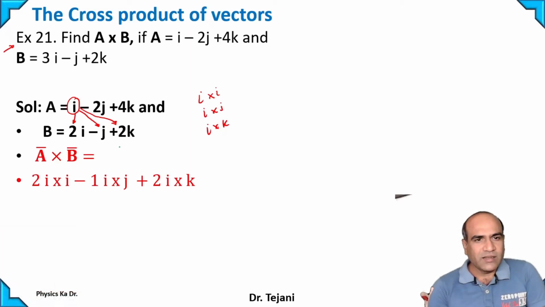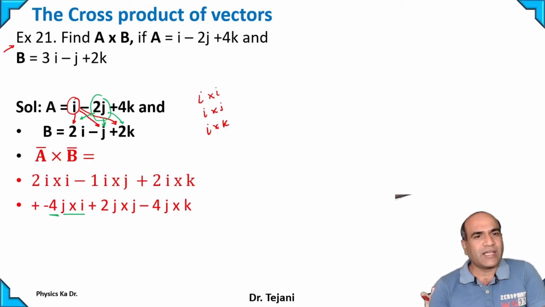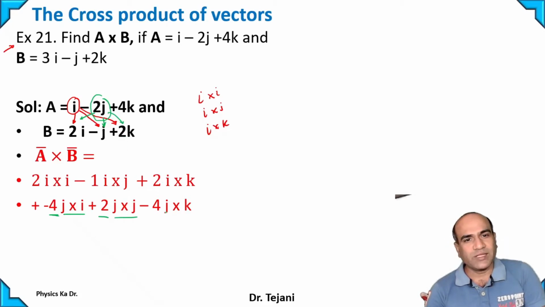Then the next one, 2j multiplied by the first, second and third. So 2j multiplied by 2i becomes minus 4 ji. Direction we have to take, right? Second is minus 2j multiplied by minus 1, so it becomes 2 jj, and minus 2 multiplied by plus 2 becomes minus 4 jk.